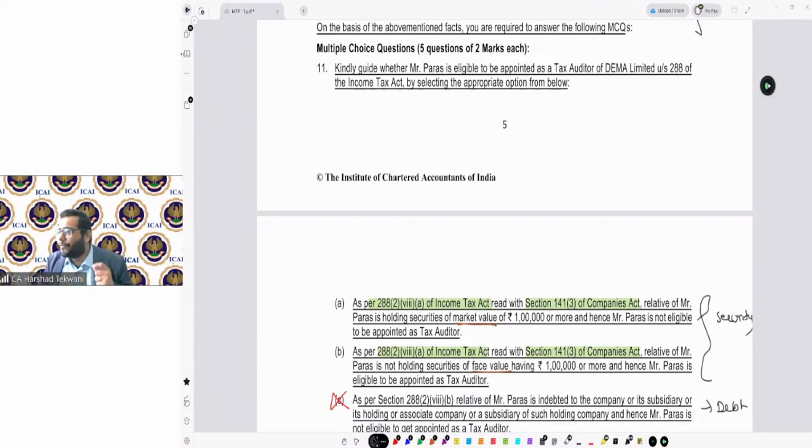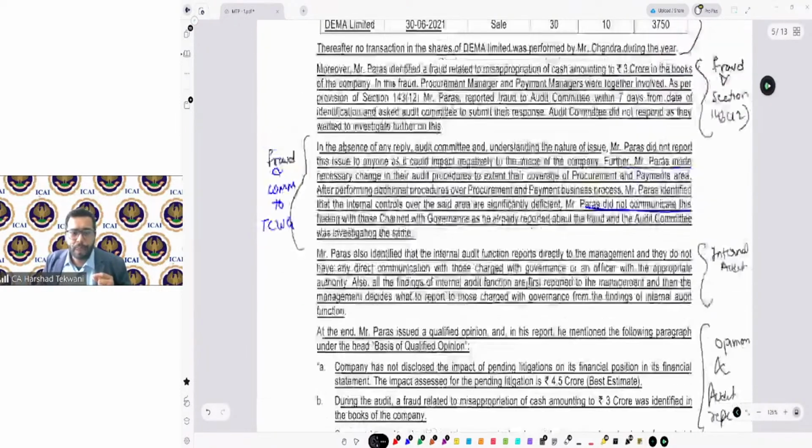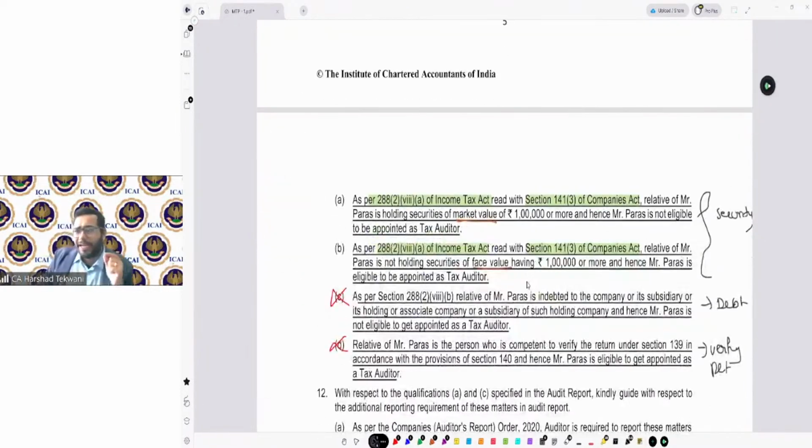Now the word face value is used in the provision. If the word face value is used, by default I can cross this one out and select this one directly, because it's not a market value related thing. The option by itself is incorrect.